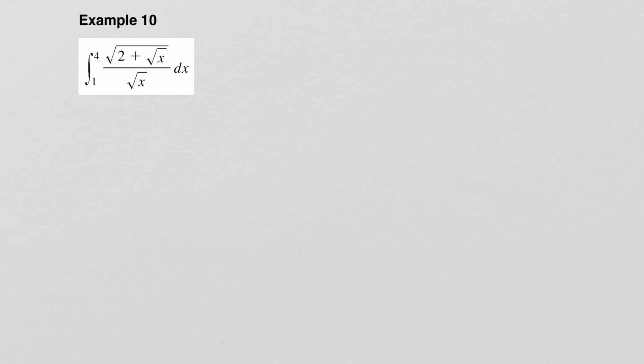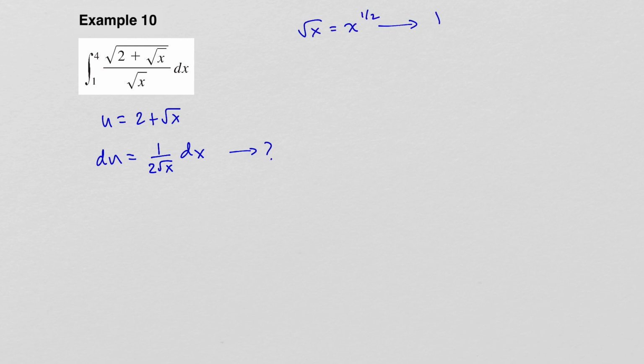So let's let u be equal to 2 plus square root of x. du is going to be the derivative of 2, which is 0, and the derivative of square root of x, which is 1 divided by 2 times the square root of x, dx. Now, if you don't remember where this comes from, remember that the square root of x is the same as x to the 1/2, and the derivative is going to be 1/2 x to the negative 1/2, which turns into 1 over 2 times the square root of x. Okay, so we learned this in Calculus 1. All right, let's go ahead and go through it now.